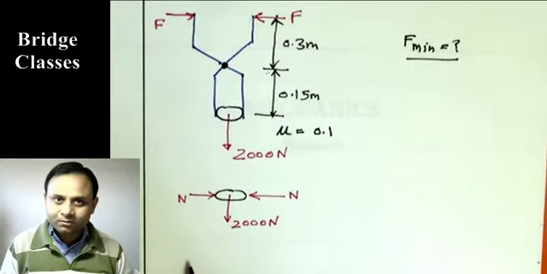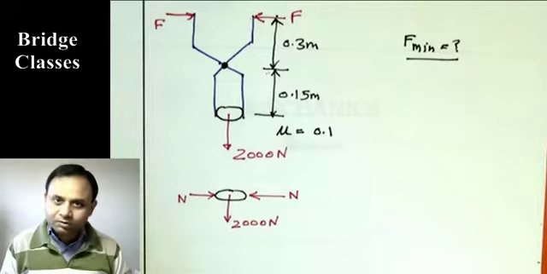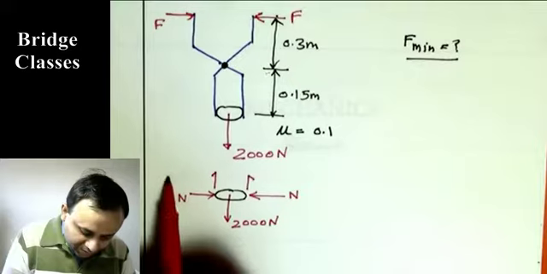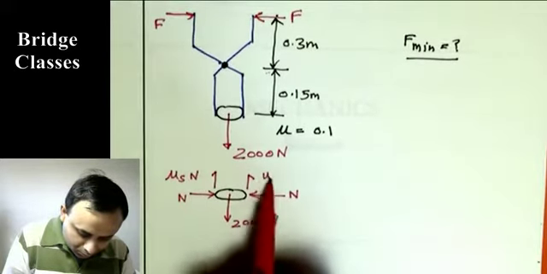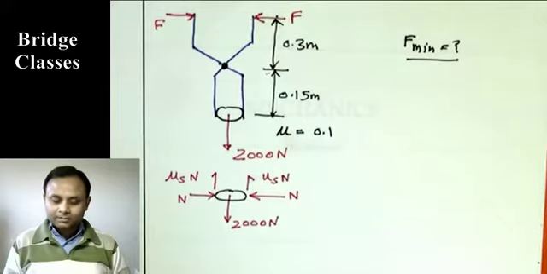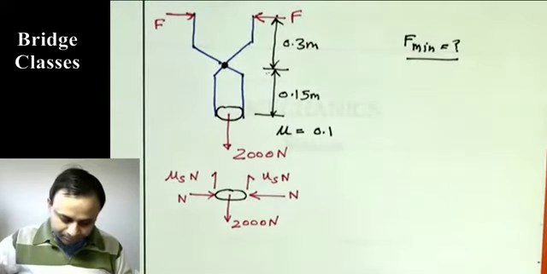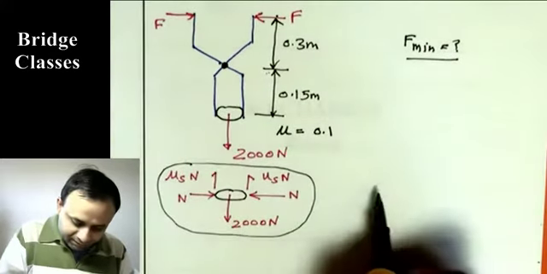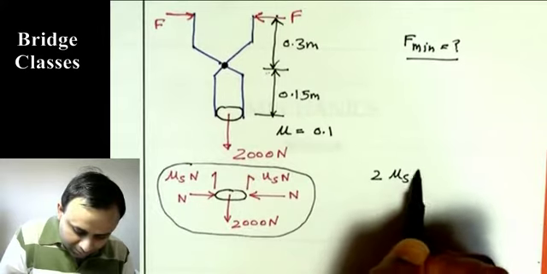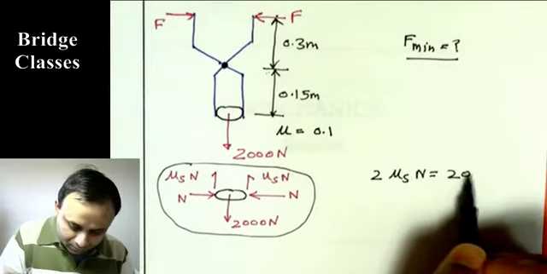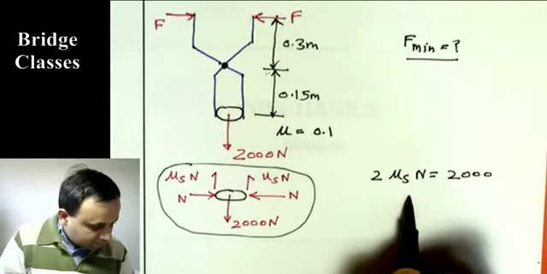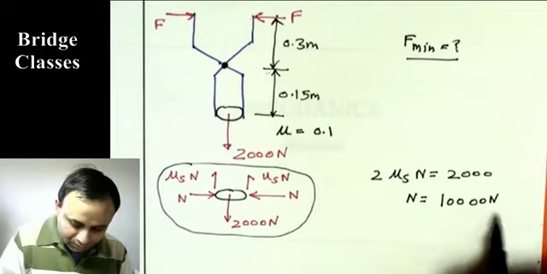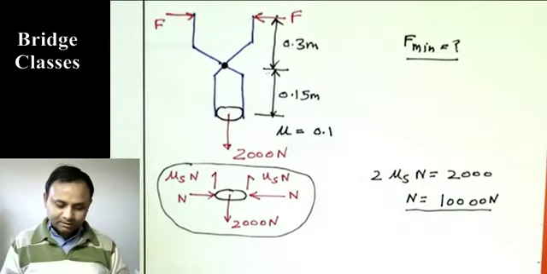It will act in the direction opposite to impending motion. So without friction, this body is going to move downwards. So friction will act in the upward direction. So both of these are mu s N. So by a balance on this body, we can write twice mu s N equals 2000, and that gives us N. We get N is 10,000 Newton. Okay, that gives us N.